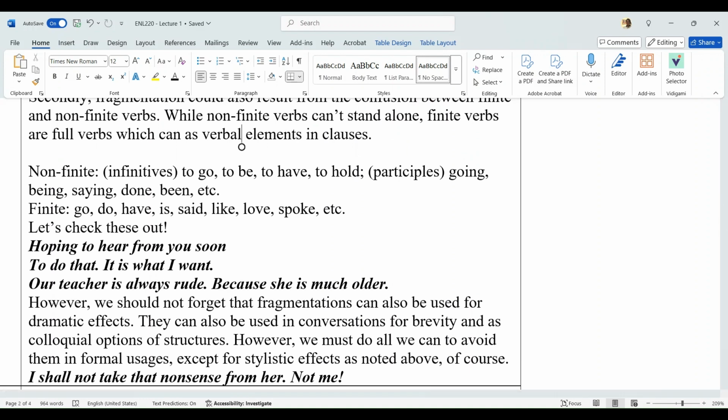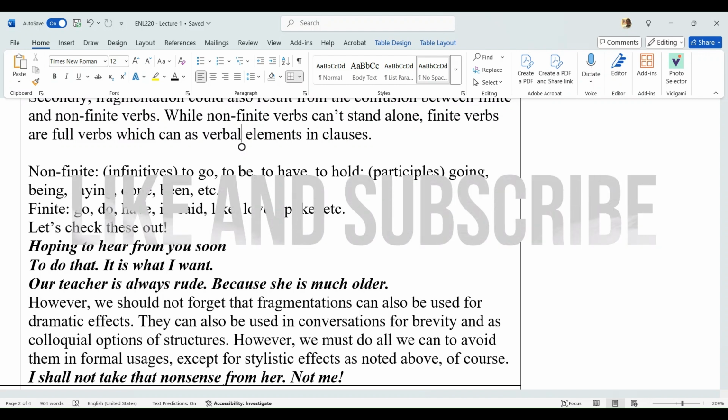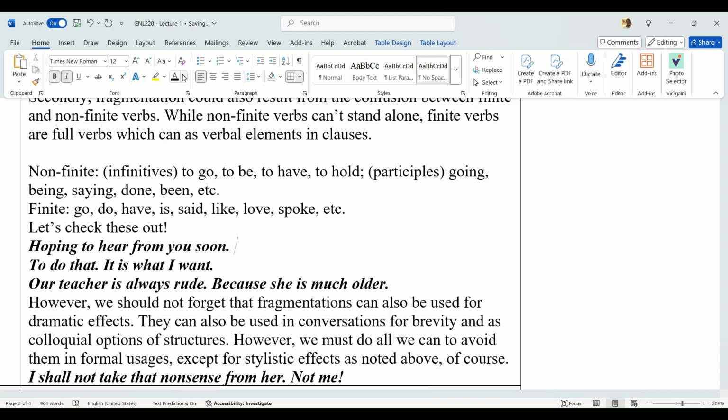Hoping to hear from you soon. To do that, it is what I want. Now look at "hoping to hear from you soon." What do you think is wrong with that sentence? I think the proper intention should have been, "I hope to hear from you soon." That's why there was no full stop, because it's actually a hanging sentence. So we can say something like, I hope to hear from you soon. So let's put that in blue color.